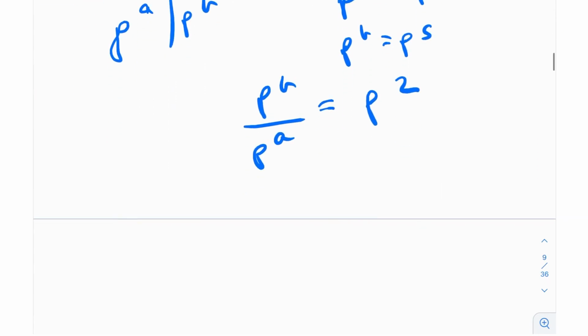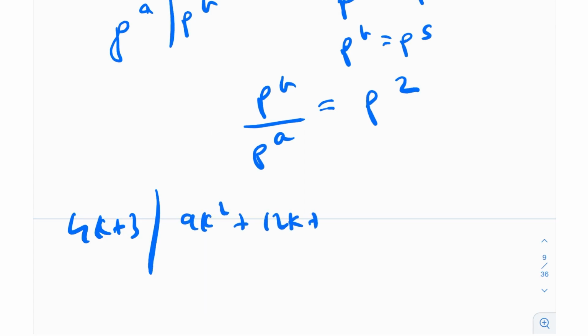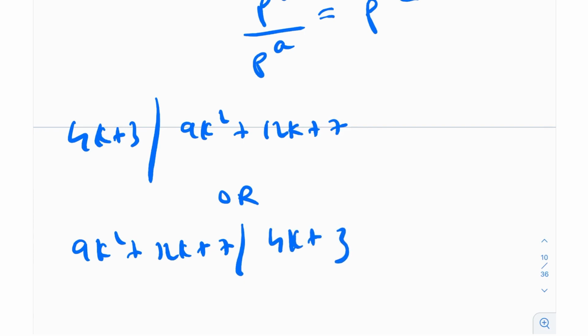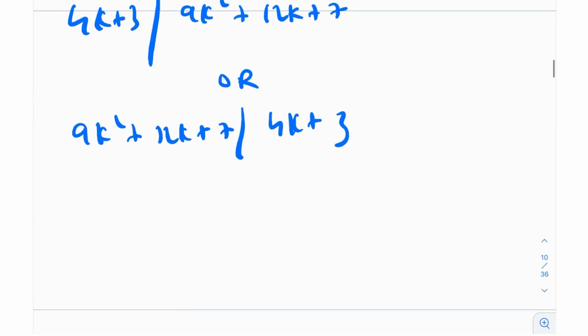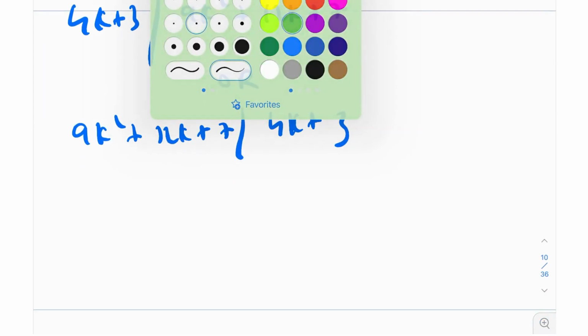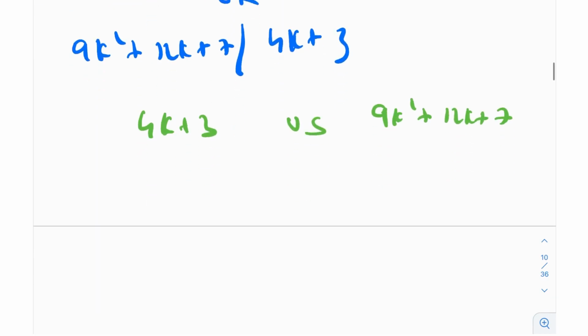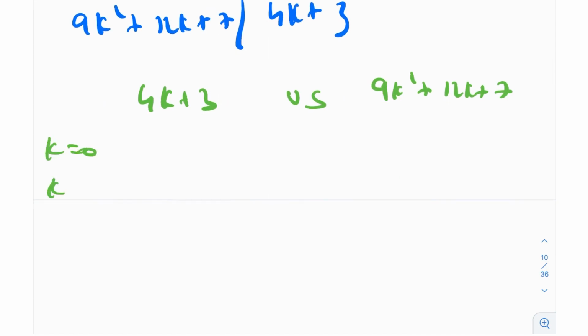So we can either have 4k plus 3 divides 9k squared plus 12k plus 7, or we can have 9k squared plus 12k plus 7 divides 4k plus 3, depending upon which is larger, and that essentially depends on the values of k. Now let's analyze both of these. Let's consider 4k plus 3 versus 9k squared plus 12k plus 7, and take some corresponding values of k: k0, k1, k2, k3, and so on.